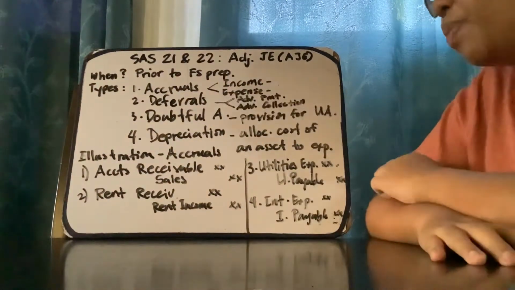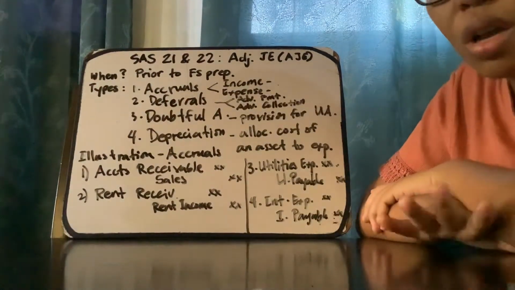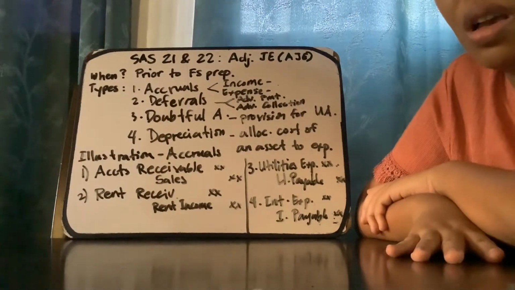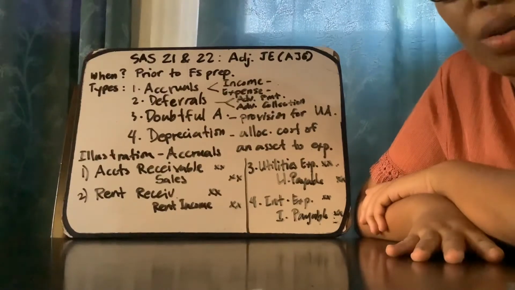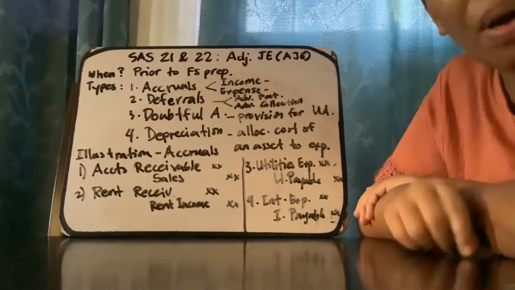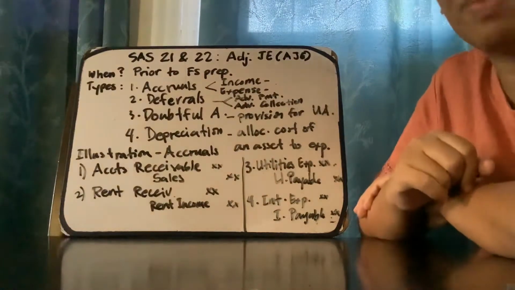Third type is the doubtful account. This may be new to you. What is a doubtful account? Diba? We mentioned earlier, utang. Sa utang, posible mabayran, posible dili mabayran.